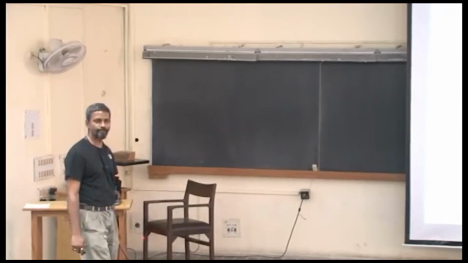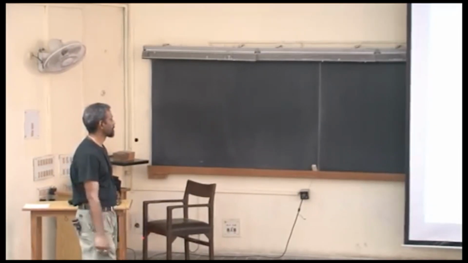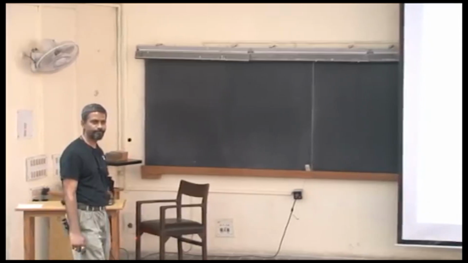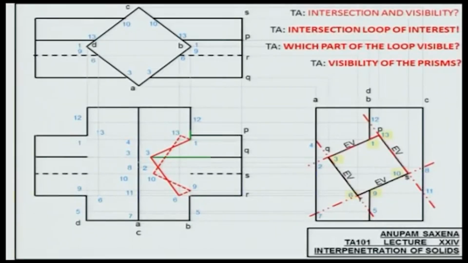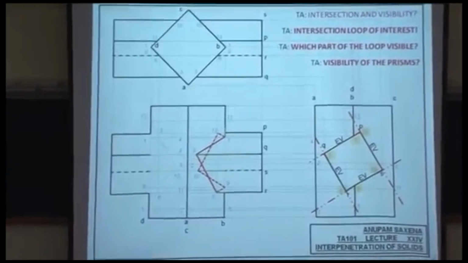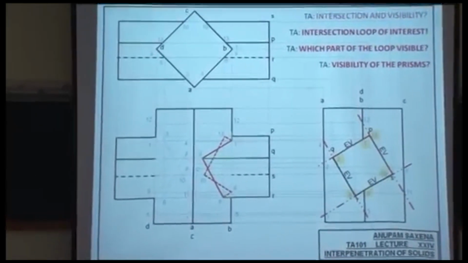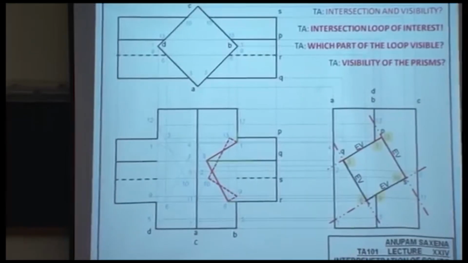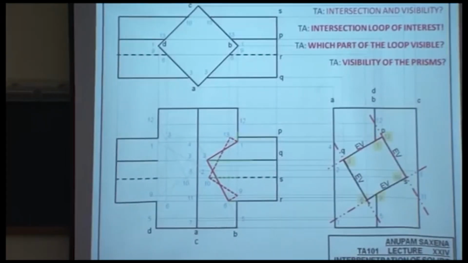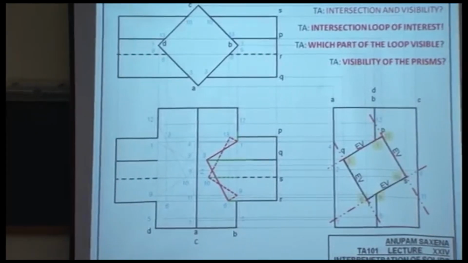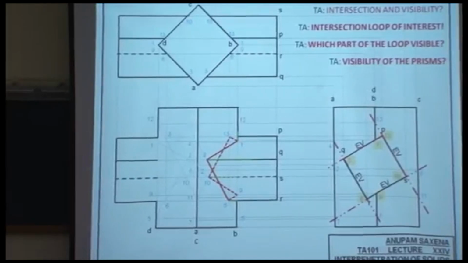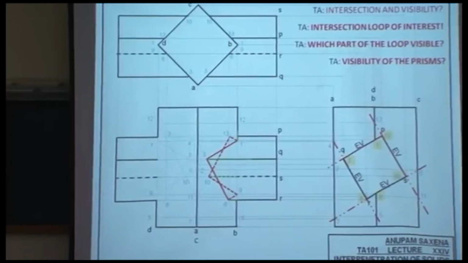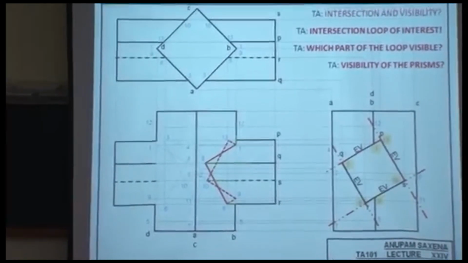This is going to be visible. That will be visible. This will be visible. This one here will be hidden. Why is that? S is on the back side. Yeah?